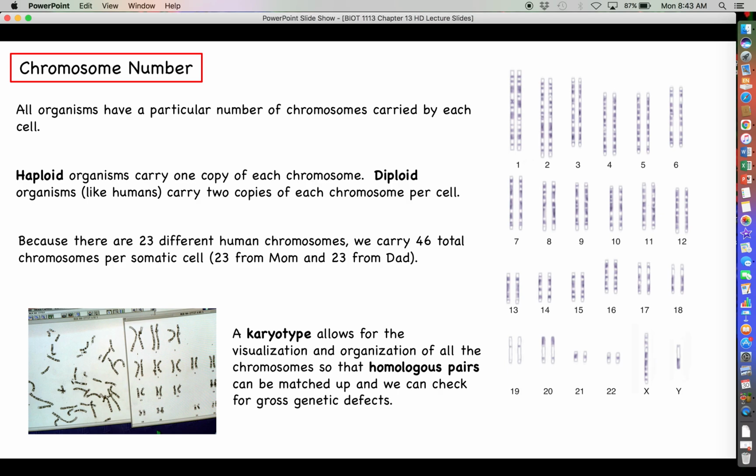So a fairly useful technique called a karyotype allows for the isolation of the chromosomes out of cells, and we can actually stain them and visualize them and then kind of piece them together like a puzzle so that we can check to make sure that all the, what we call, homologous pairs of chromosomes match up and everything looks on the up and up. So the main reason to do a karyotype is when usually a baby is born and you want to check to make sure that there are no gross genetic abnormalities, such as big segments of chromosomes being deleted, or having too many or too few chromosomes. So usually you're looking for gross abnormalities like that.